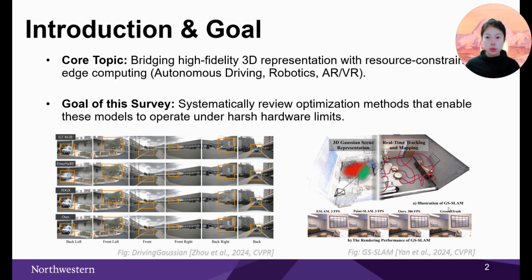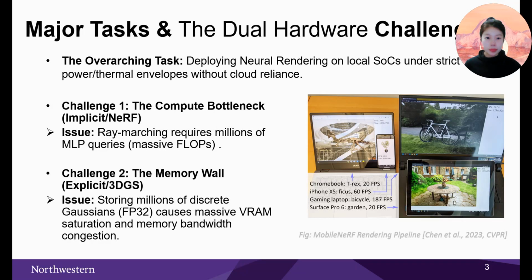Because of these issues, many applications require on-device processing. In other words, we need to deploy these neural rendering models directly on local edge hardware. And that is exactly the central focus of this survey. The goal of this work is to systematically review optimization techniques that allow modern neural scene representations to run under strict edge hardware constraints.